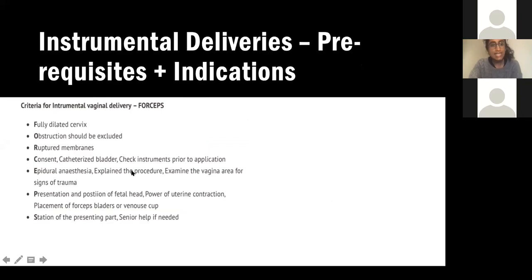You need to consent them, catheterize the bladder, and check instruments. You need to have adequate pain relief, so usually these women have epidural anesthesia. You need to check the presentation and position of the fetal head, and the station of the presenting part as well, and get senior help if needed. So the main things are they need to be fully dilated, ruptured membranes, analgesia, and presentation is really important as well.